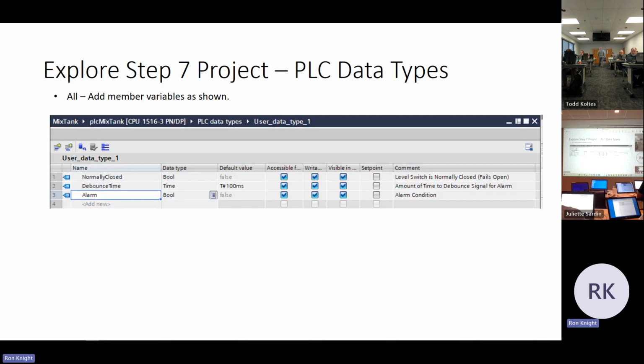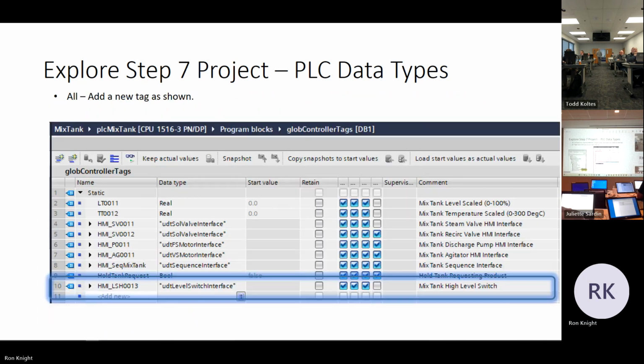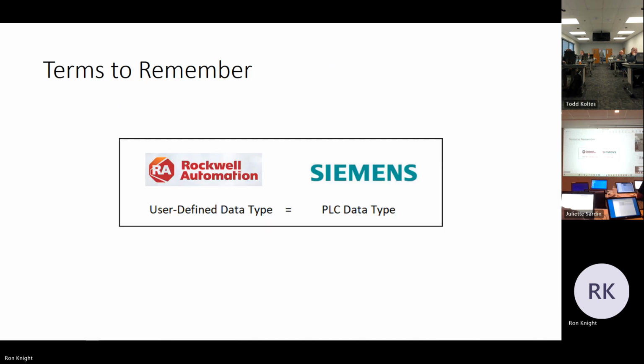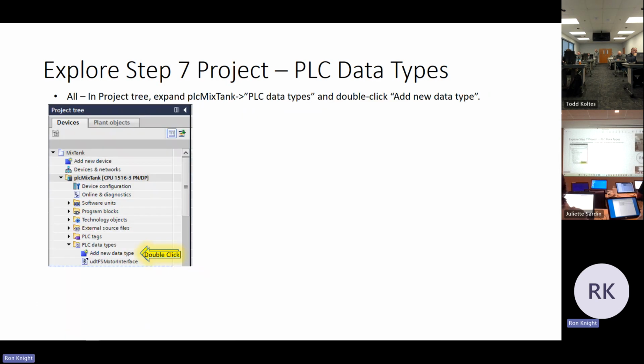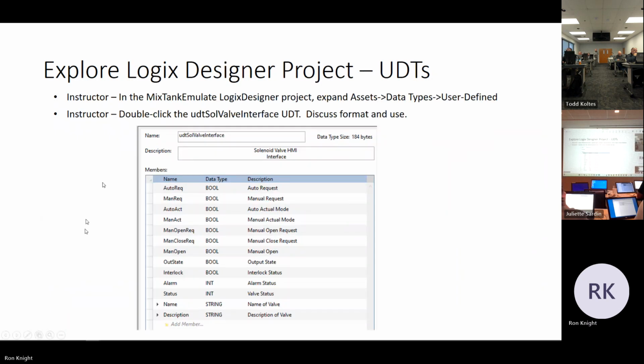So another quick term to remember here. In Rockwell, we call them a user-defined data type. In Siemens, we call them a PLC data type. Other than that, they're pretty interchangeable. And so there's some interesting things here. We know in Rockwell to change a UDT, if we wanted to come in and add a member variable, we know we have to do that offline. That means download, that means stop.